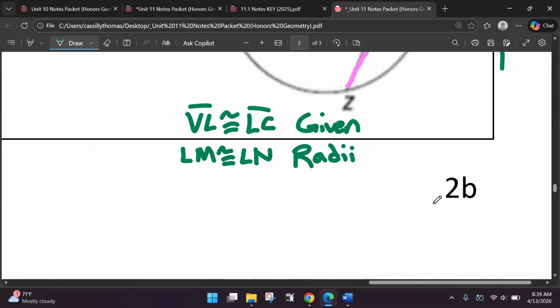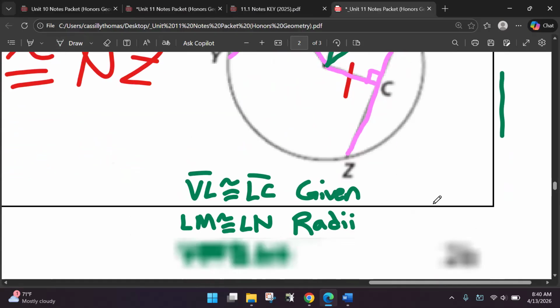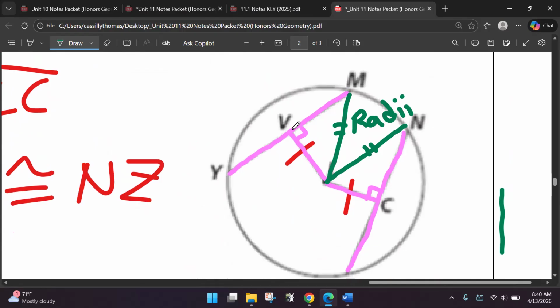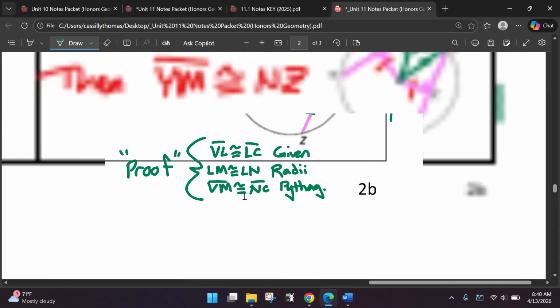VM is congruent to NC. How can we do that one? This one is just the Pythagorean theorem. It's going to get chopped perfectly in half by the theorem to the left, so we know that these two things are going to be congruent. So we could just double both sides and get that those are all the same. So this right here was kind of our proof.